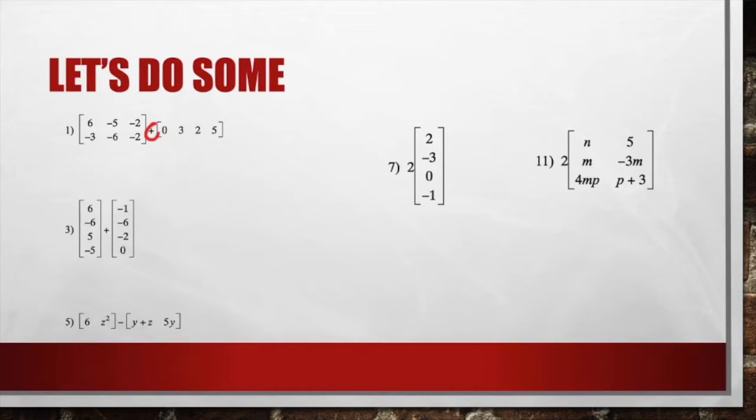Number 1 is addition. When I'm adding, we add the corresponding parts of 2 matrices that have equal dimensions. So let's check out the dimensions here. This is a 2 by 3, and this is a 1 by 4. They are not equal. We cannot add these. If you look at your instructions, it says that we write the word undefined.